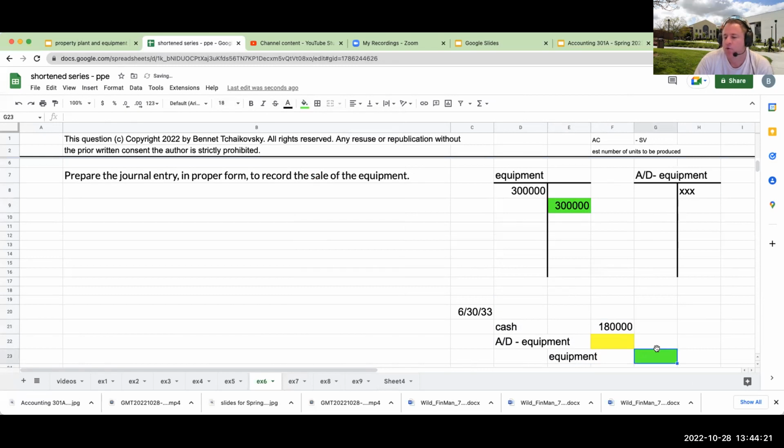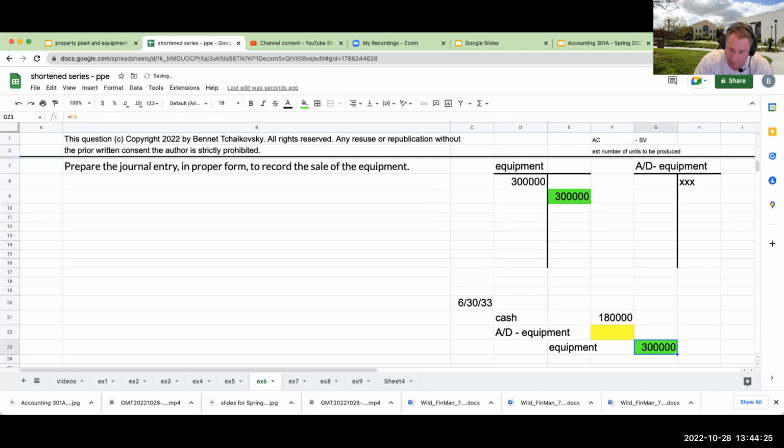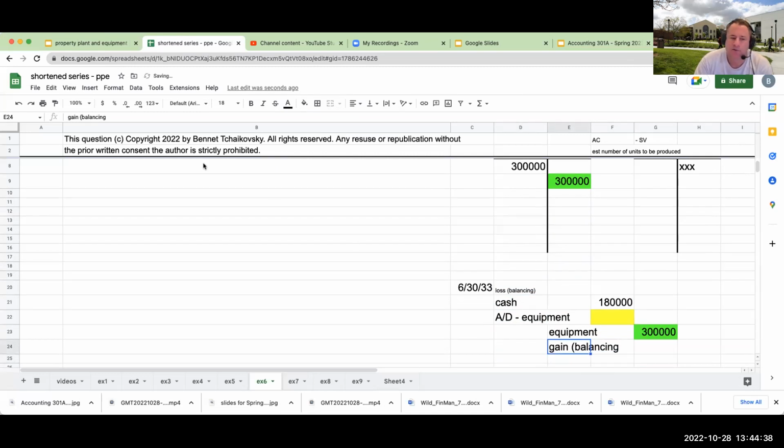Once I know the amount of my accumulated depreciation, I'll be able to figure out if I have a loss balancing or a gain balancing. So I figure out these three elements. I have two of the three already. I just need to figure out the third.